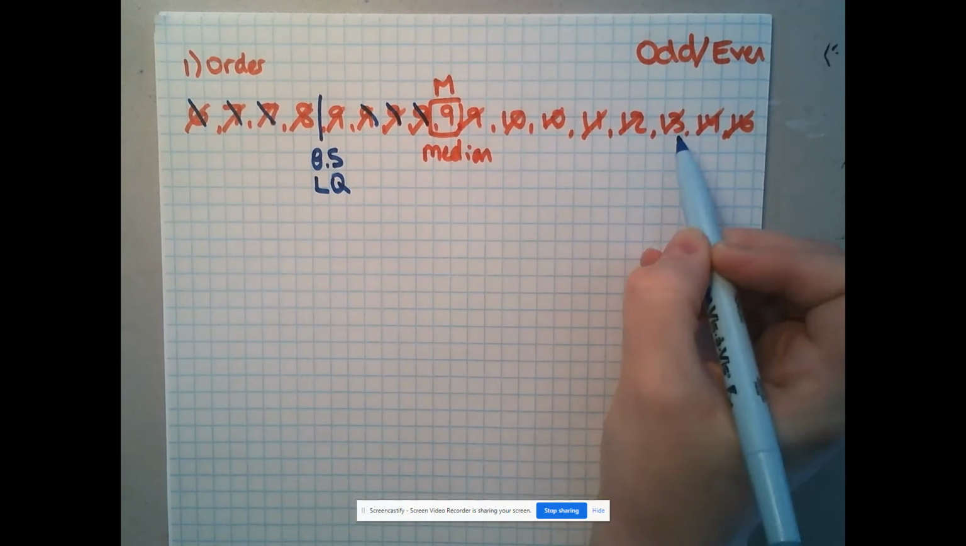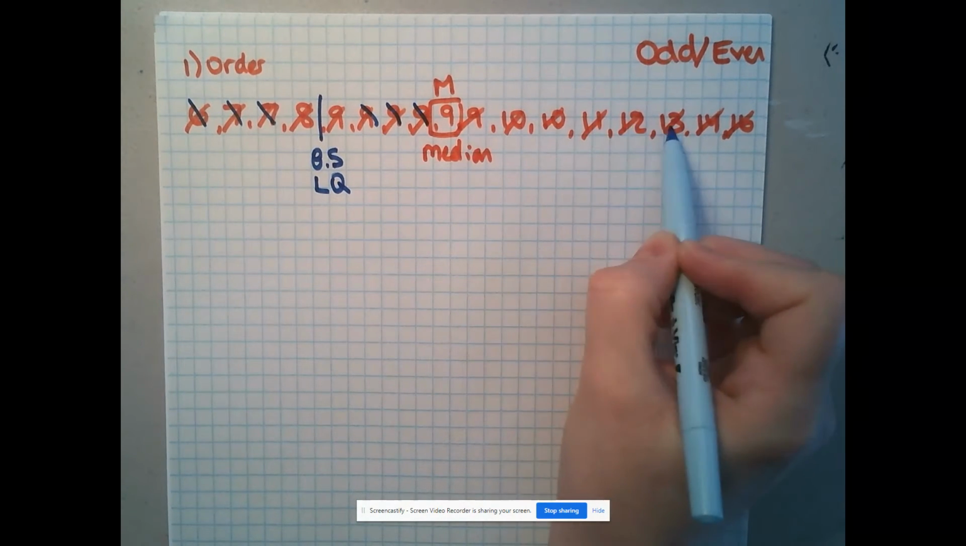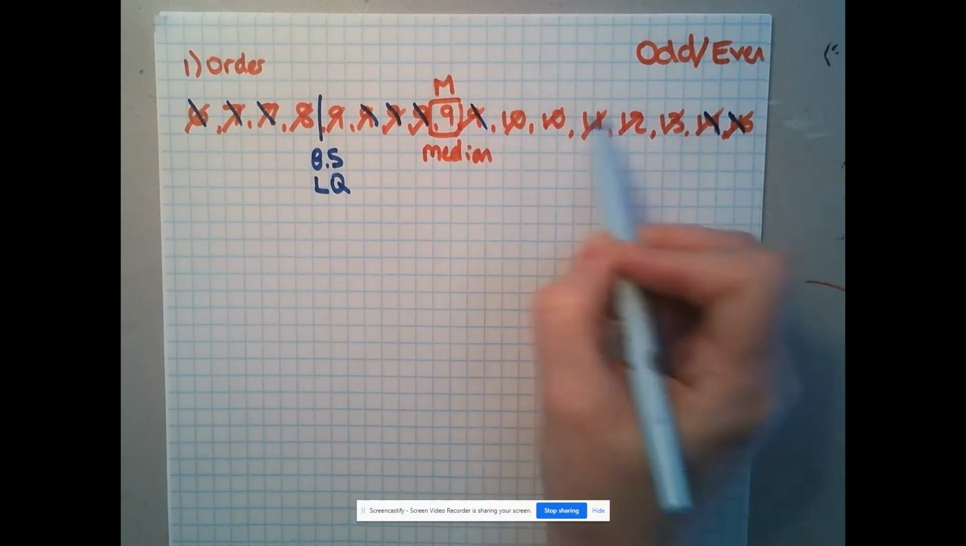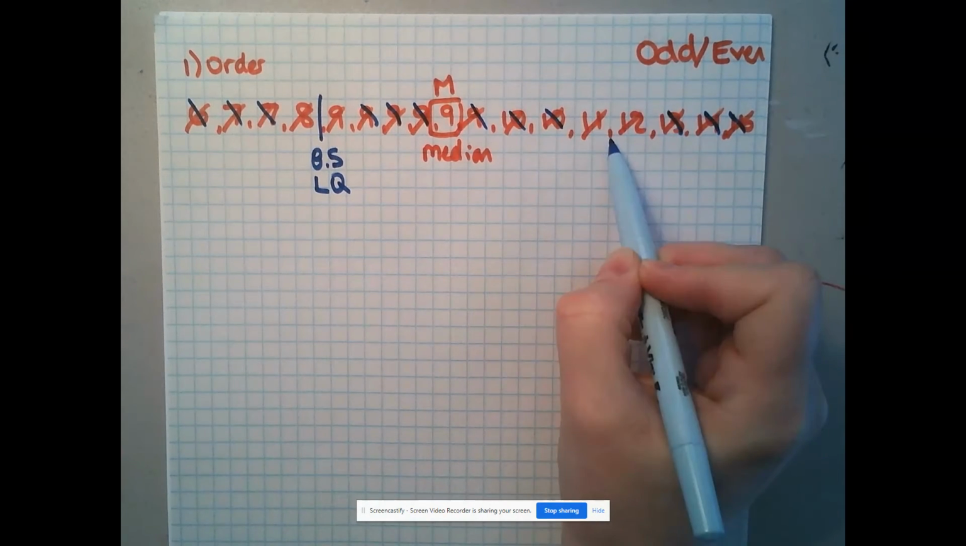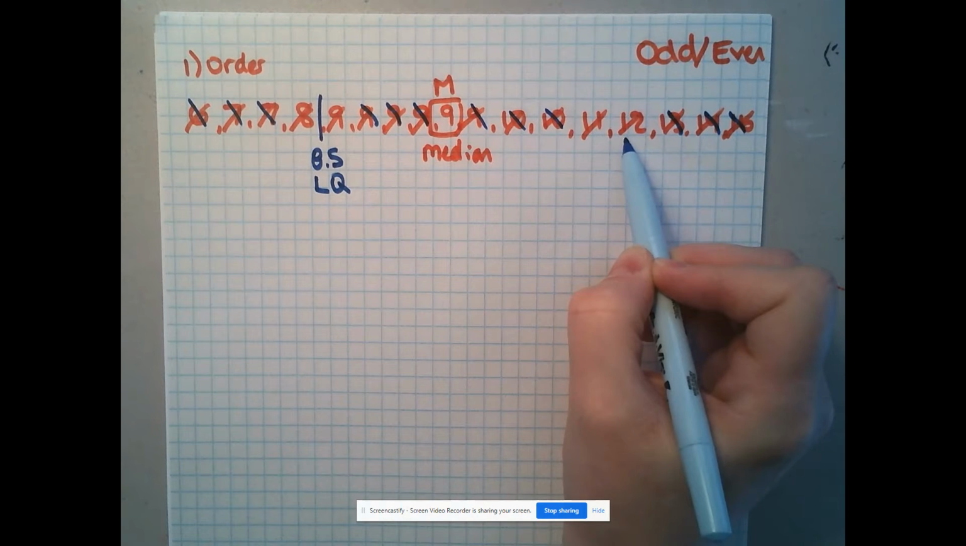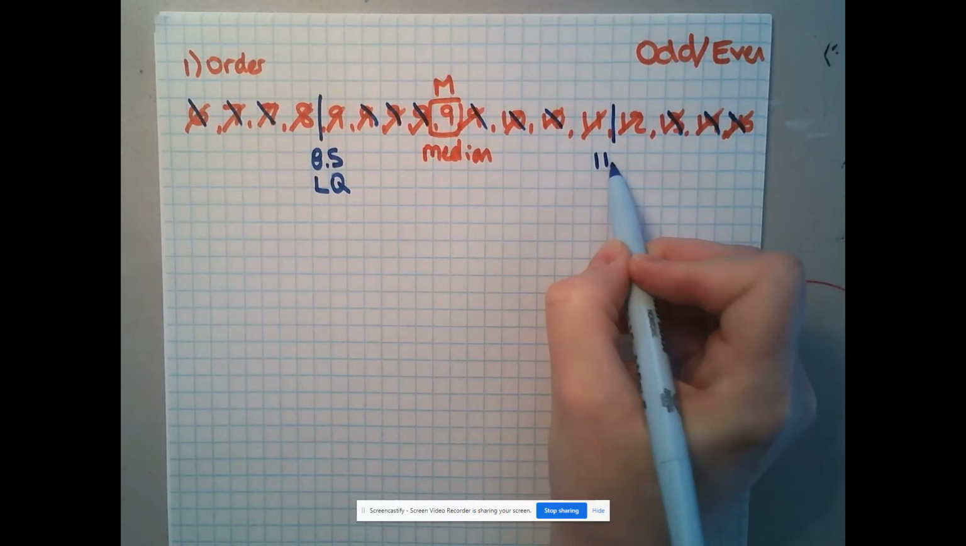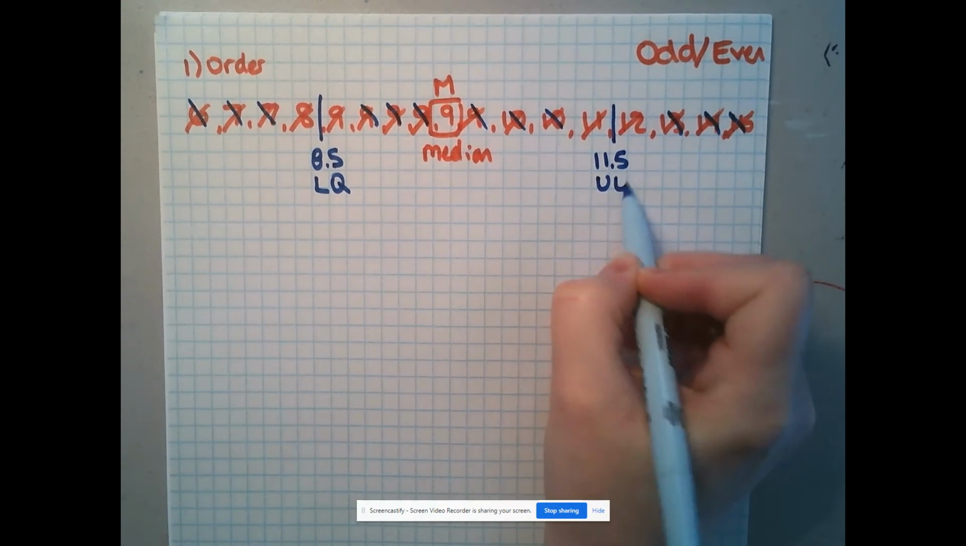That's going to be my lower quartile. On the top, 1, 2, 3, 4, 5, 6, 7, 8, also an even set. So when I start crossing them off, I'm going to find that there's not 1, but 2 middle numbers. There's an 11 and a 12, which are not going to get boxed. The average in between the 11 and 12 is 11.5. That's going to be my upper quartile.